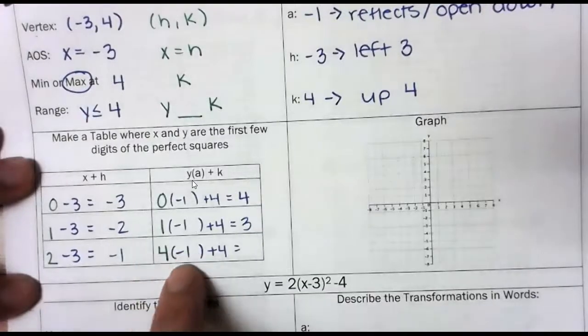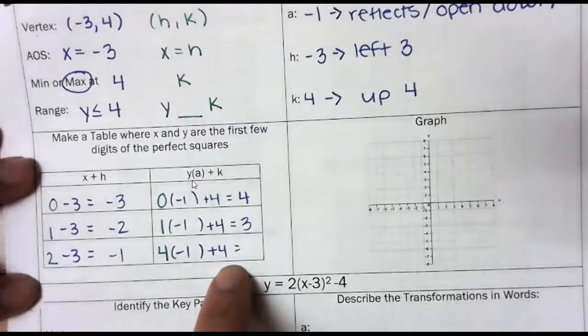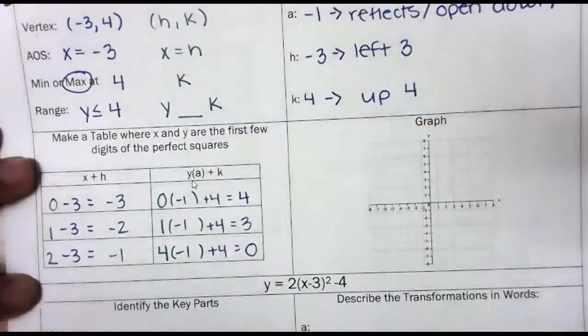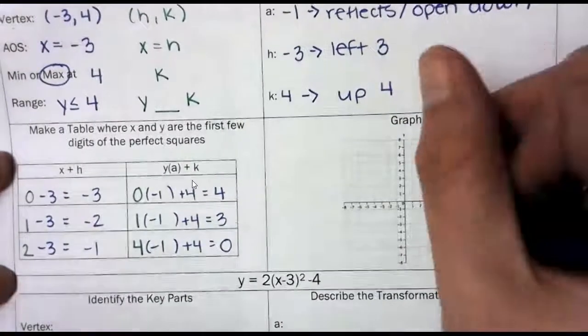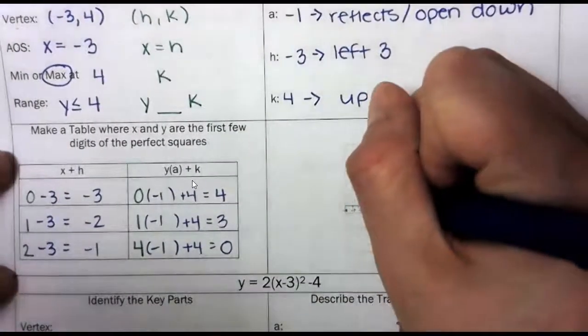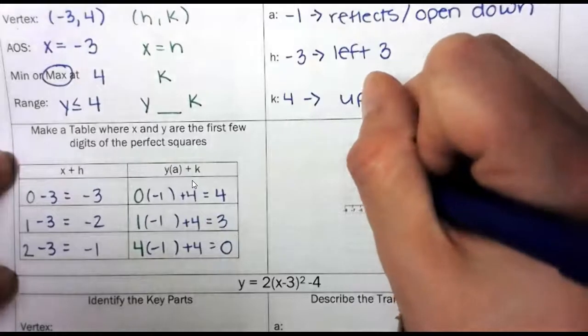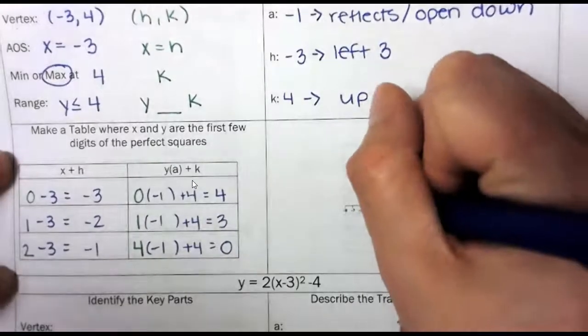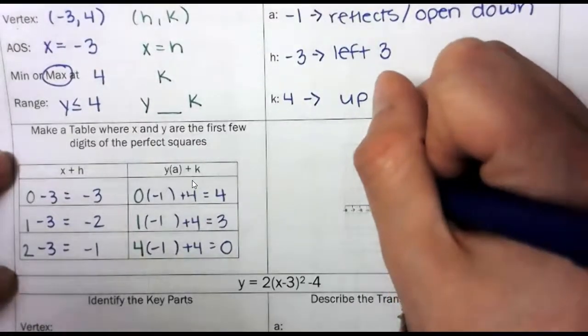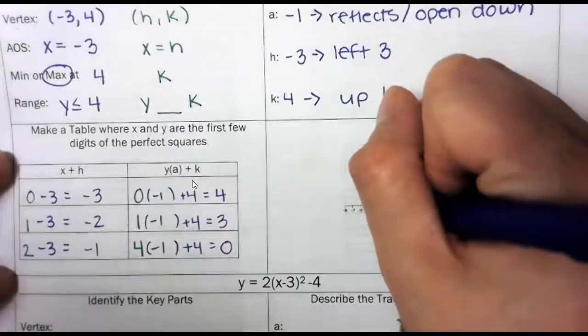Okay, Ashley, 4 times -1. Good. Angie, -4 plus 4. Awesome. Plot our points. So you got -3, +4, -2, +3, and -1, 0.